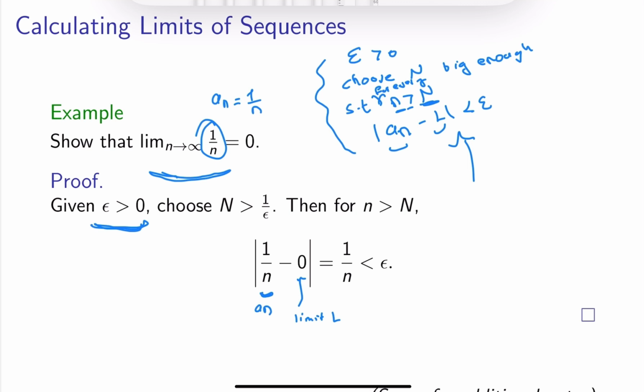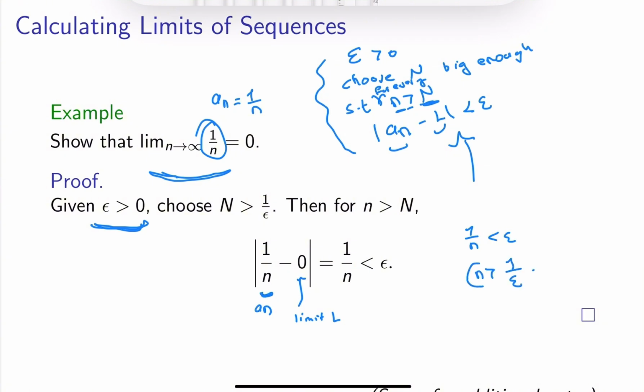So what does it take? If you compute this, what is this? This is 1 over n minus 0. This is 1 over n, right? So what does it take for 1 over n to be less than epsilon? Well, you want 1 over n to be less than epsilon. So if you cross-multiply here, you need n to be bigger than 1 over epsilon.